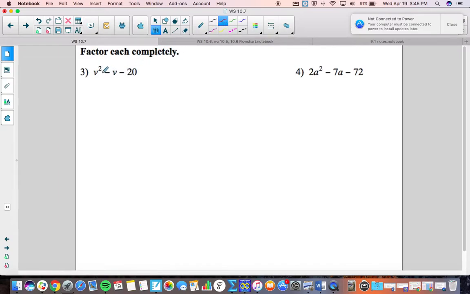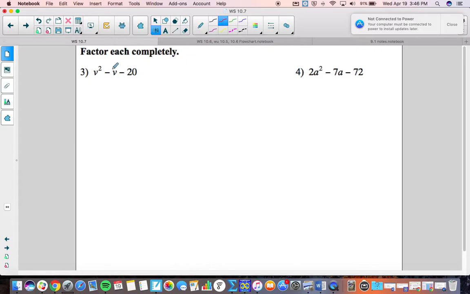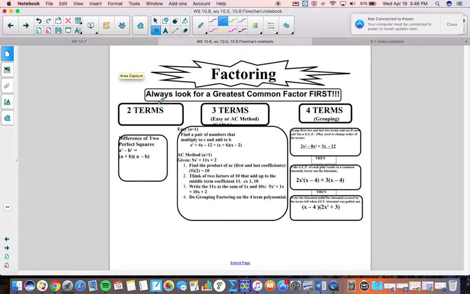So looking at number 3, I do not see a greatest common factor. There's 1's in front of these, so I could factor out a 1, but that's no different. And then this doesn't have a variable, so I can't factor out a variable. So then I'm asking myself, how many terms does it have? Excuse me, it's either going to be 2 terms, 3 terms, or 4 terms. The one that we're looking at has 3 terms.